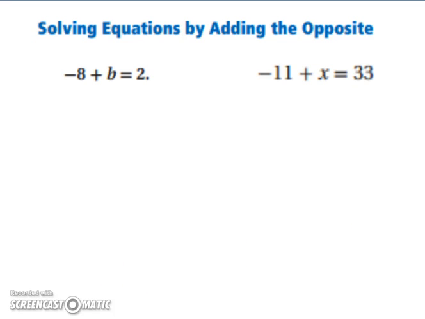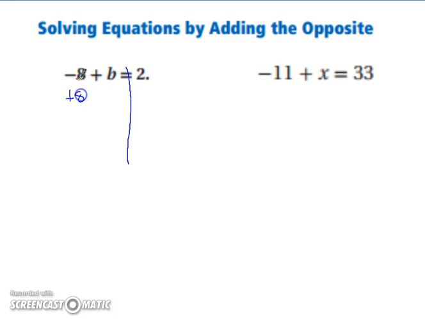Let's get a little bit trickier. So we're going to do the first one together, and then you'll try the second one. Once again, we start by dividing our equation through the equal sign, so we know which sides are left and right. Alright, we want to get b by itself. We have this minus 8 over here. Well, what's the opposite of a minus 8?